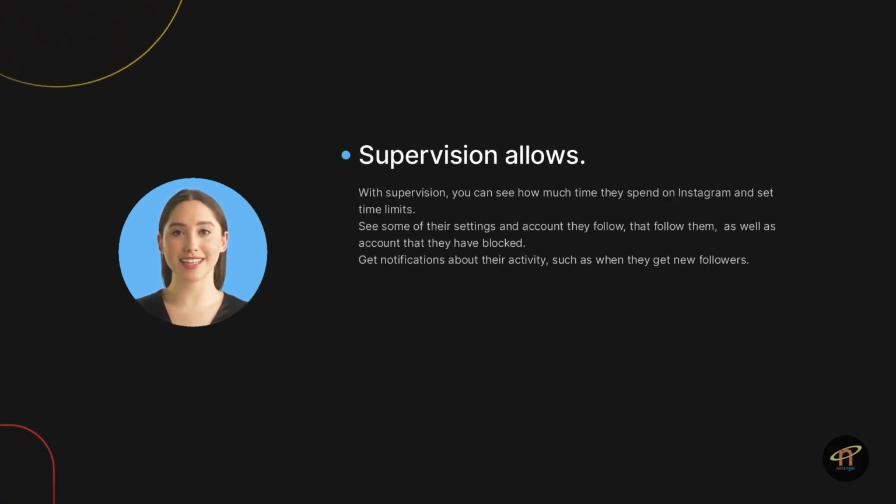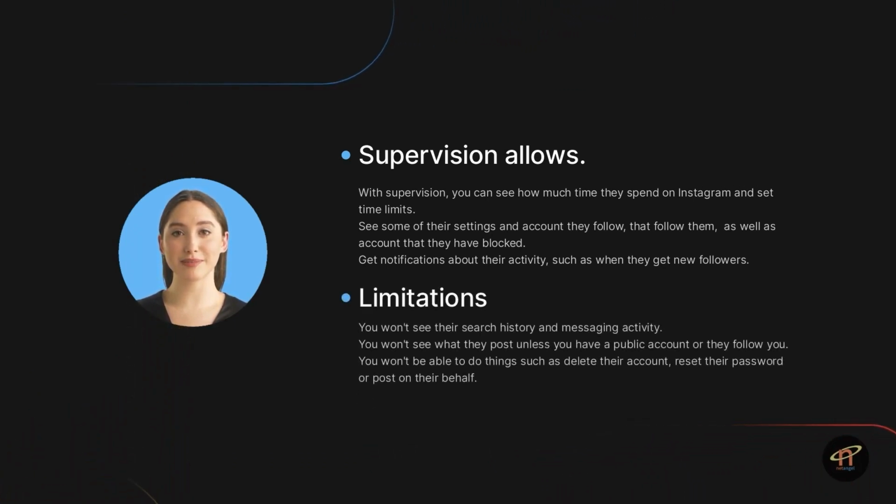With Supervision, you can see how much time they spend on Instagram and set time limits. See some of their settings and accounts they follow, that follow them, as well as accounts that they have blocked. Get notifications about their activity, such as when they get new followers. There are some limitations, such as you won't see their search history and messaging activity. You won't see what they post unless you have a public account or they follow you. You won't be able to do things such as delete their account, reset their password or post on their behalf.